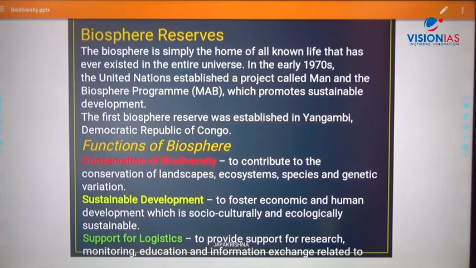The first such biosphere reserve is the Nyungwe... the Ngambia Biosphere Reserve of the Democratic Republic of Congo. Whereas in India, the Nilgiri Biosphere Reserve is the first biosphere reserve.